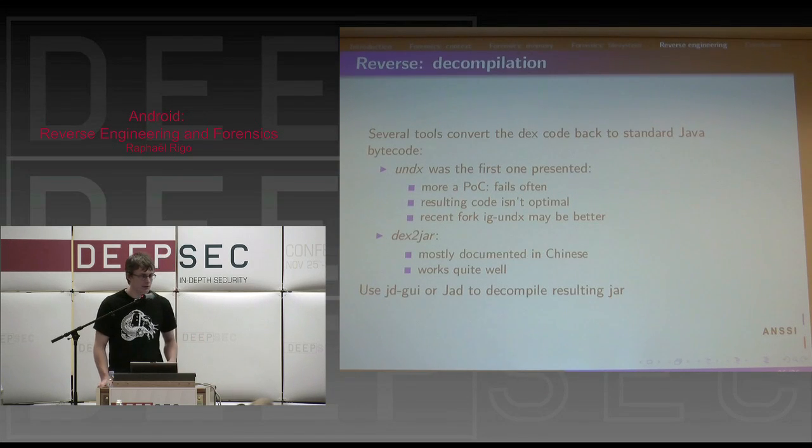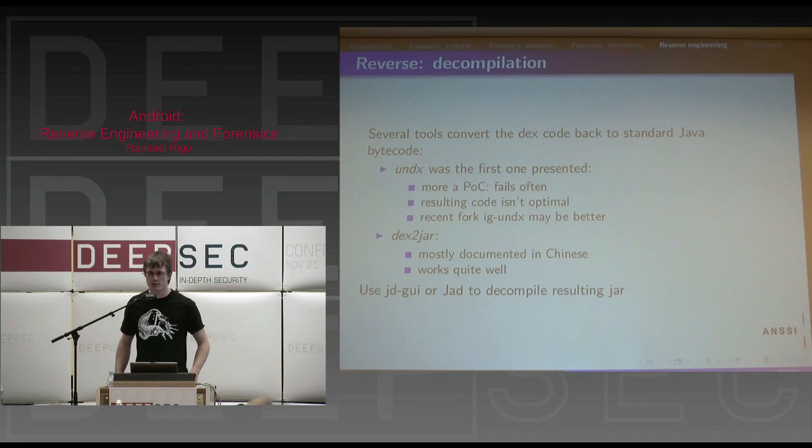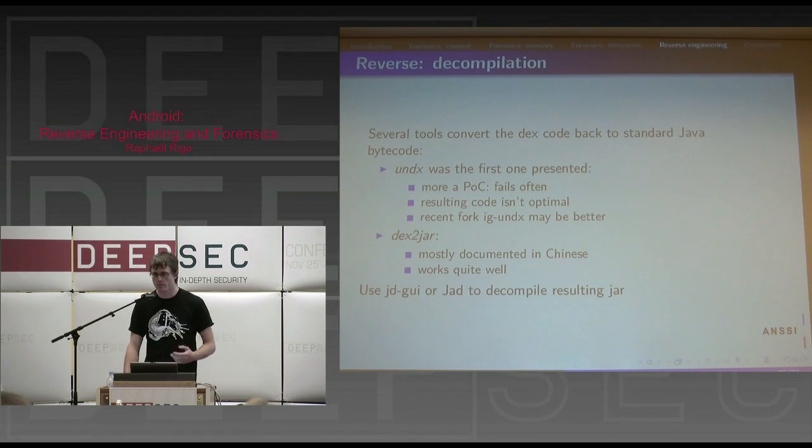There is a recent fork that may work better. They mainly include bug fixes, but there is another one that was developed by a Chinese developer, which is completely documented in Chinese, so you basically have to reverse the decompiler to understand how it works. But it works quite well. It generates a jar file that you can decompile afterwards with JD-GUI, for example, or JEB. And it's really, really working well. You can basically throw any application at it, and it will basically work.